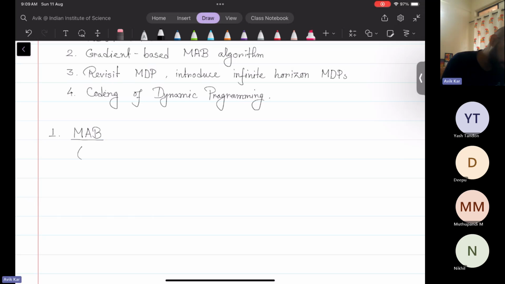So a bandit can be written as a tuple of the action set and a mean reward function, right? So at every time, just a second.